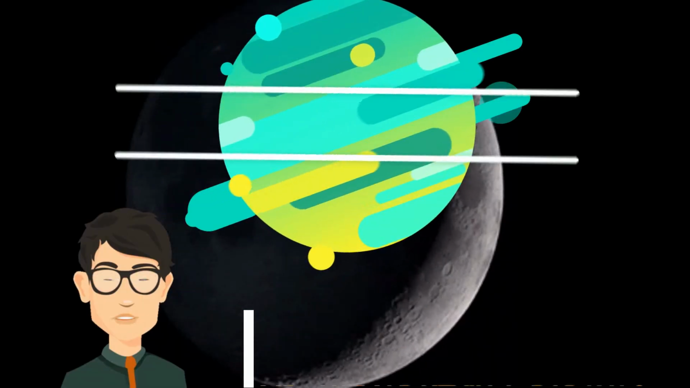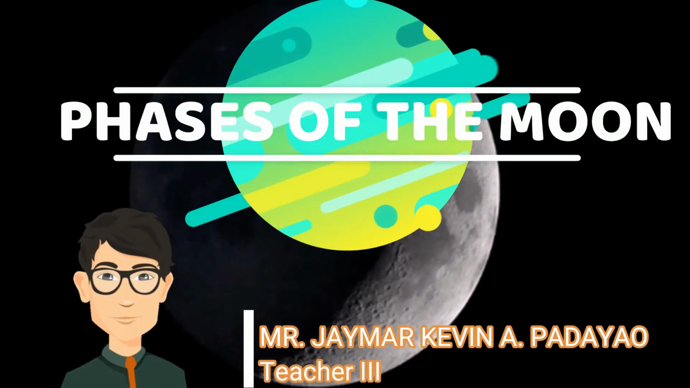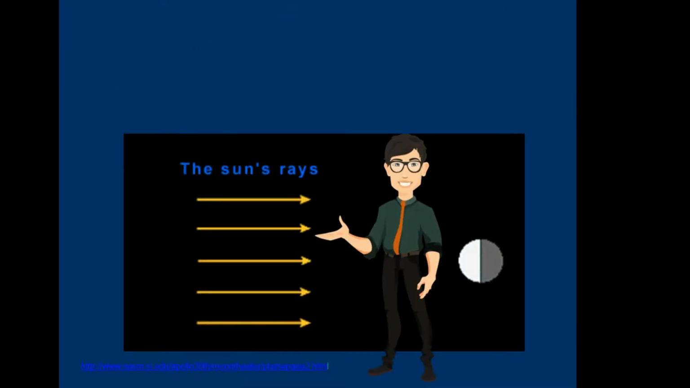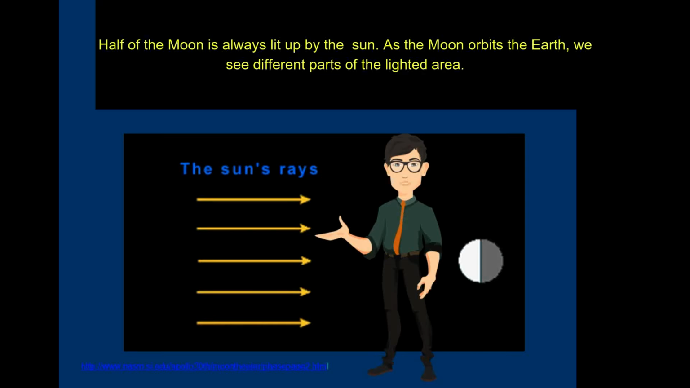Let's talk about the phases of the moon. Half of the moon is always lit up by the sun. As the moon orbits the earth, we see different parts of the lighted area.